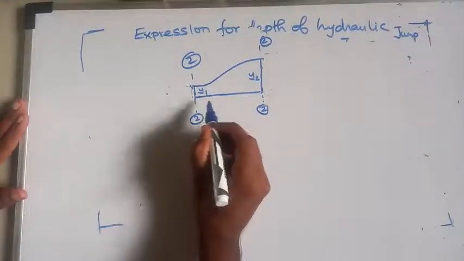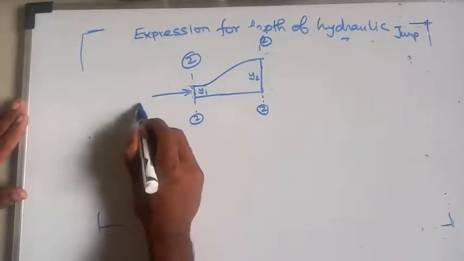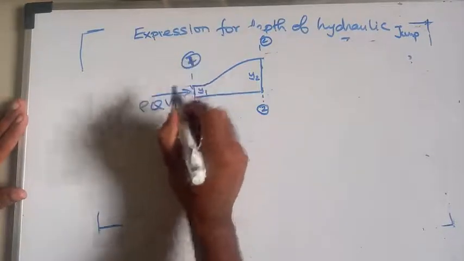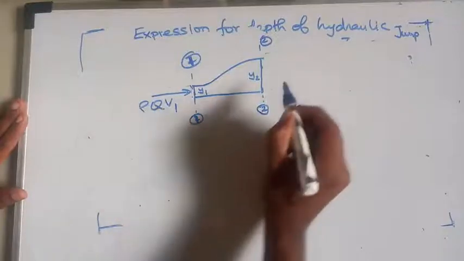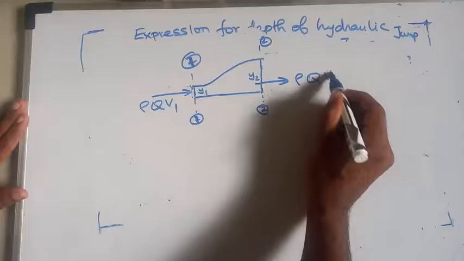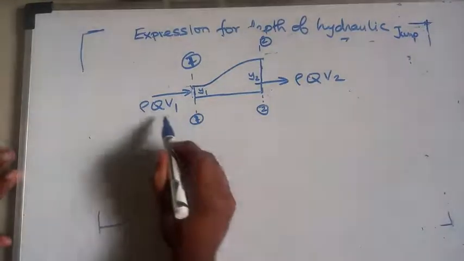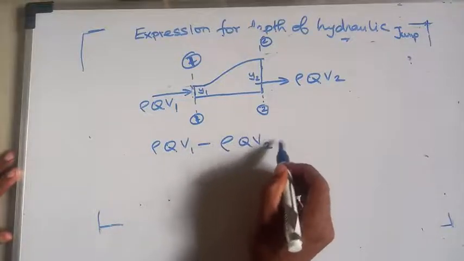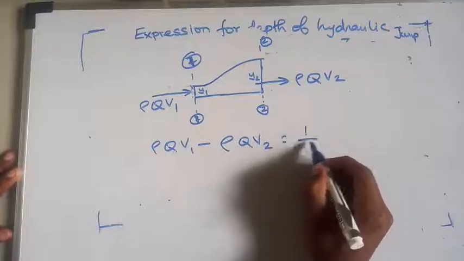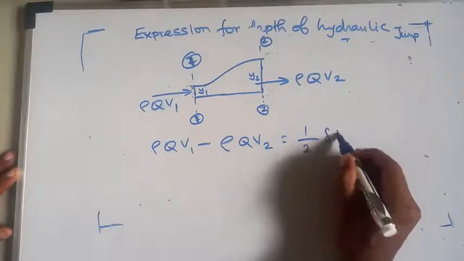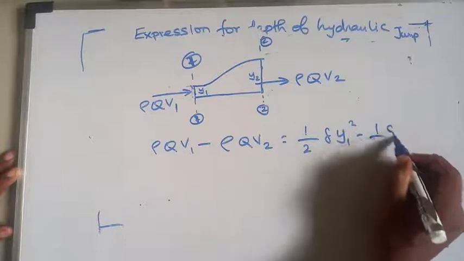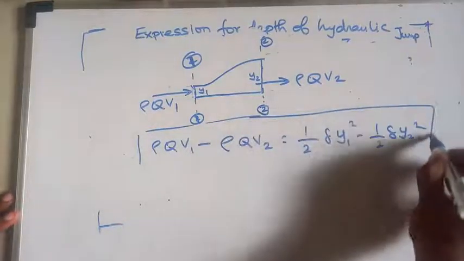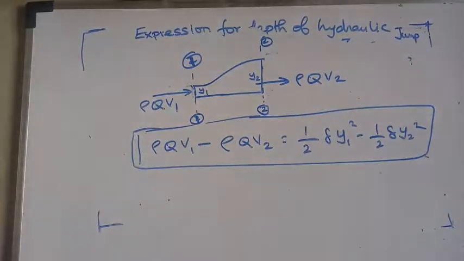Now if I consider this control volume, entering momentum is equal to rho Q times v1. Sorry, I am taking this as 1, so the entry velocity is v1, so rho Q v1. Exit momentum is rho Q v2. So momentum going out minus coming in should be equal to all external forces. All external forces is equal to half into gamma into y1 square minus half into gamma into y2 square. So this is the first basic equation. By using this equation only, we are going to solve all problems.